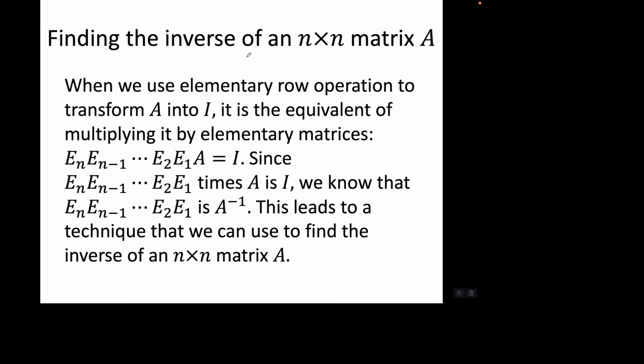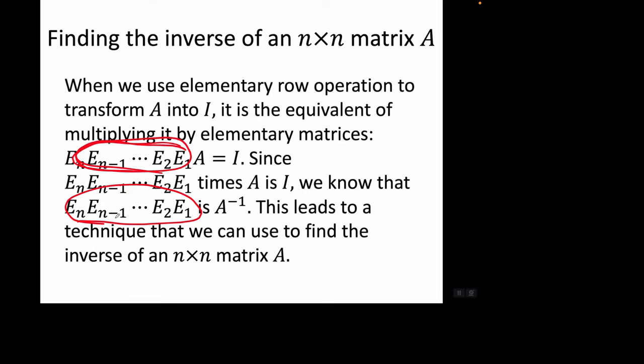by elementary matrices over and over again, because we've seen that each elementary row operation corresponds to a certain elementary matrix. Okay, so you perform these elementary row operations. Here are the elementary matrices you multiply A by to get I. But notice, since this times A equals I, we know that this stuff is A inverse, because if you're multiplying it by A to get the identity matrix, it must be A inverse.